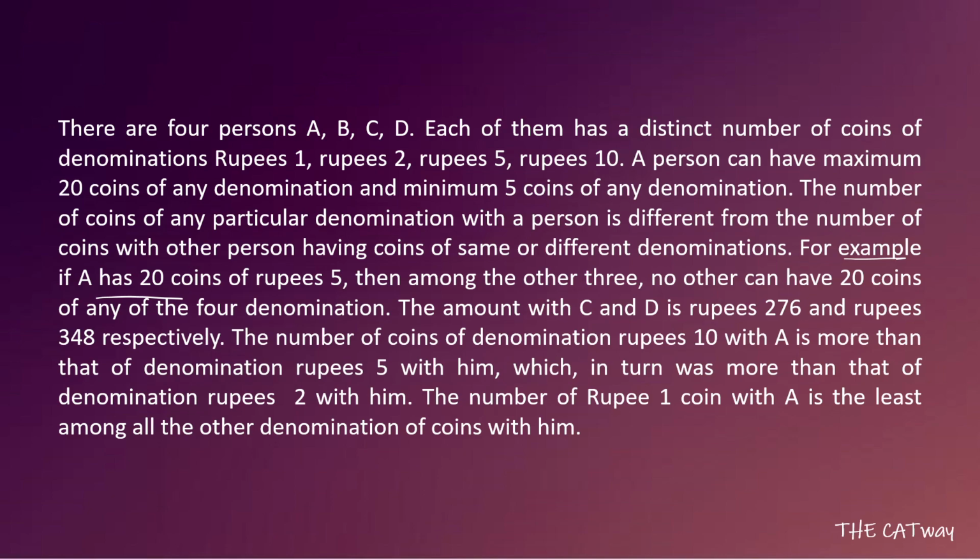Now the amount with C and D is rupees 276 and rupees 348 respectively. The number of coins of denomination rupee 10 with A is more than that of denomination rupees 5 with him, which in turn was more than that of denomination rupee 2 with him. The number of rupee 1 coins with A is the least among all the denominations.